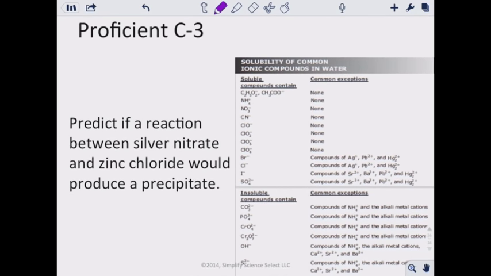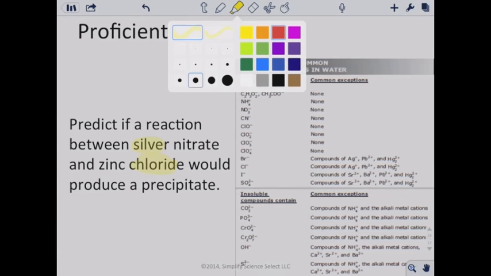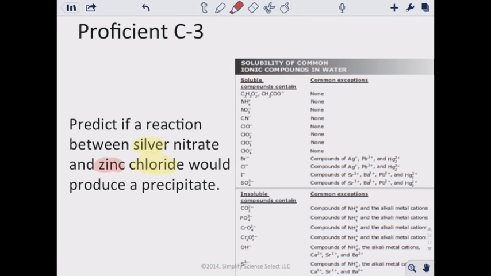And let's look at our last one. It says predict if a reaction occurs between silver nitrate and zinc chloride. Silver will bond to the chlorine, and the zinc will switch partners and bond with the nitrate. So we look to see if a reaction has occurred. Silver bonded to chlorine, we find chlorine, there it is.